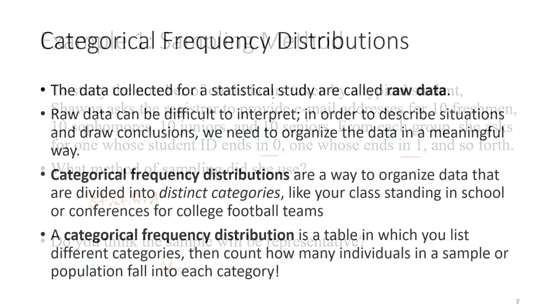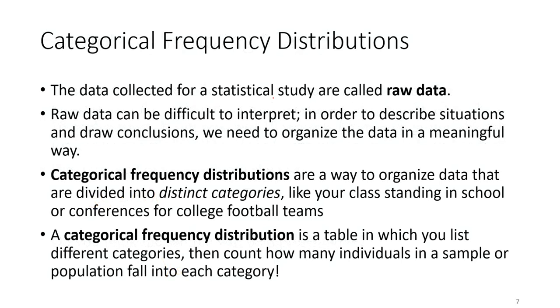So the data that we directly collect for a statistical study are called raw data. Raw data alone can be difficult to interpret. Just having a list of numbers does not tell us much about the population that we're interested in. So in order to describe and draw conclusions, we need to organize the data in some kind of meaningful way.